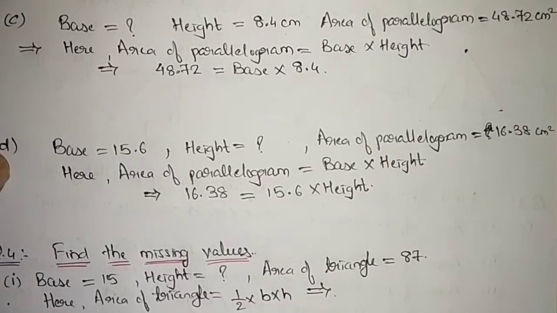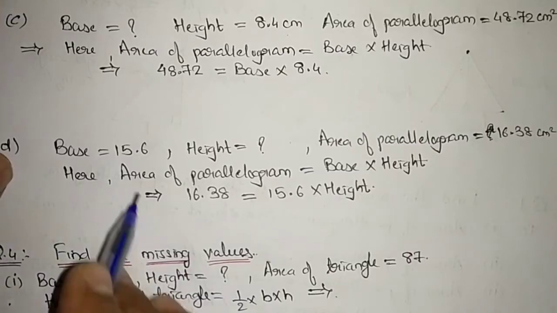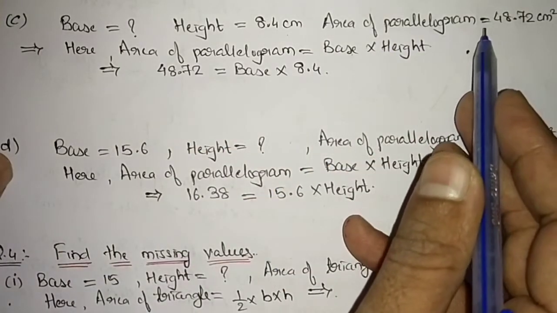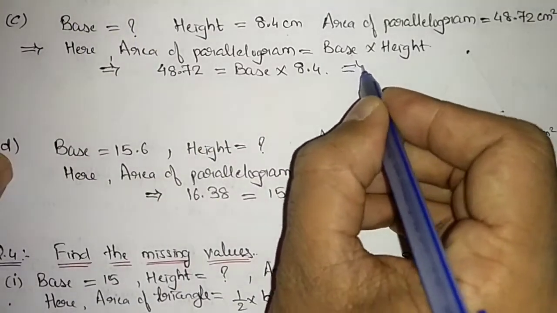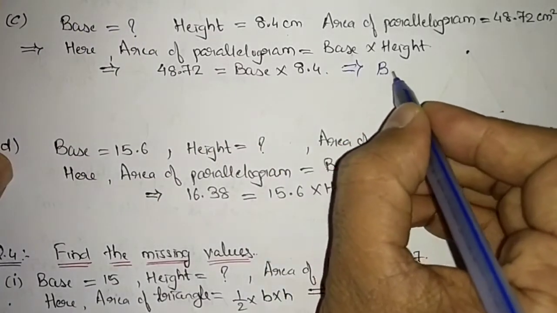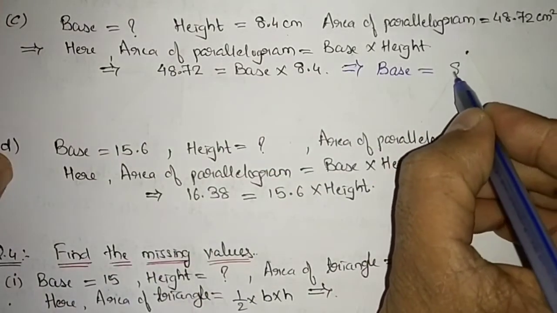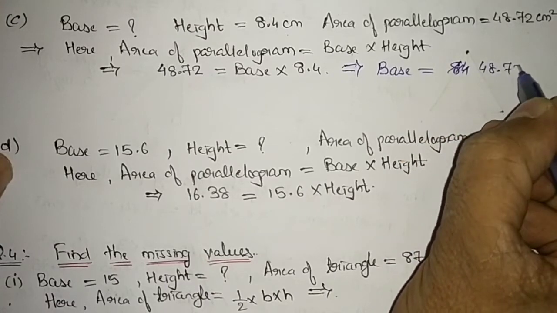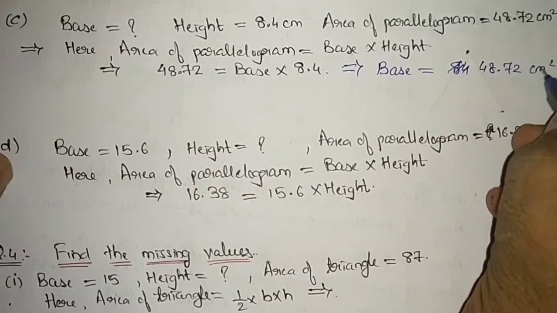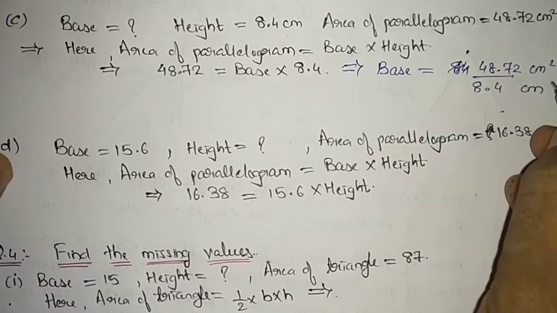Now part C. In part C, they have given us 48.72 centimeter, that is area of parallelogram. We are supposed to find base. So putting it in this value, base we are supposed to find. So we will write base is equal to 48.72 centimeter square divided by 8.4 centimeter.